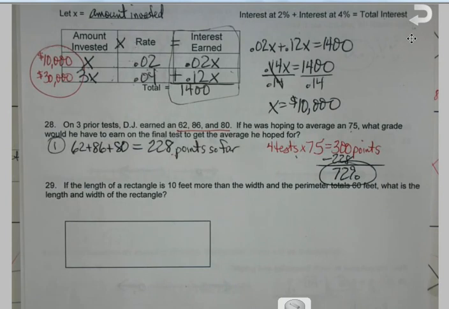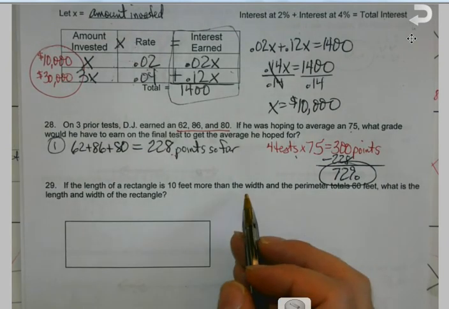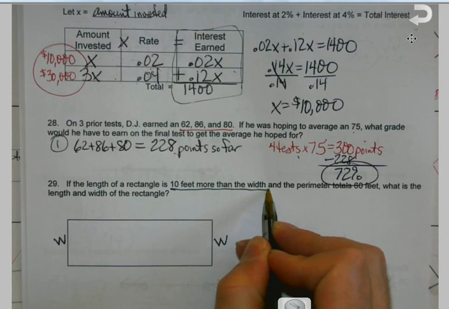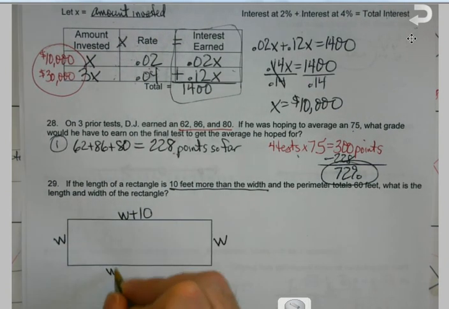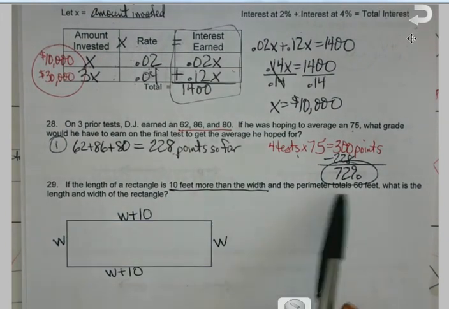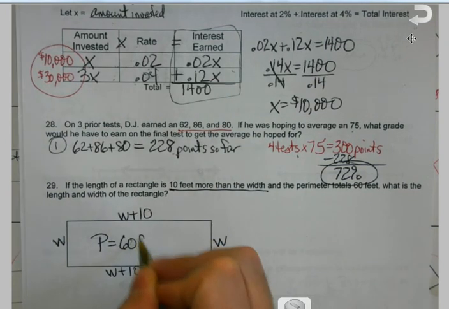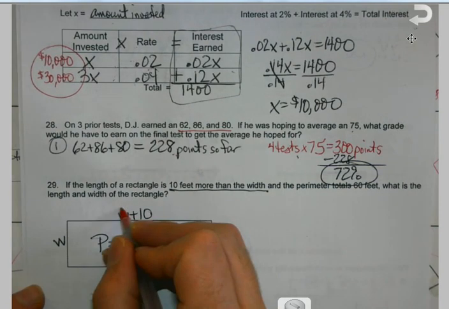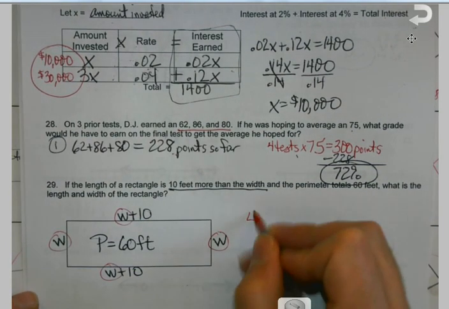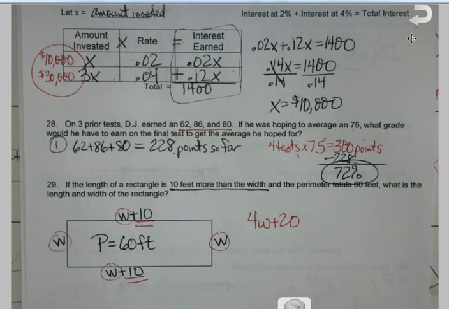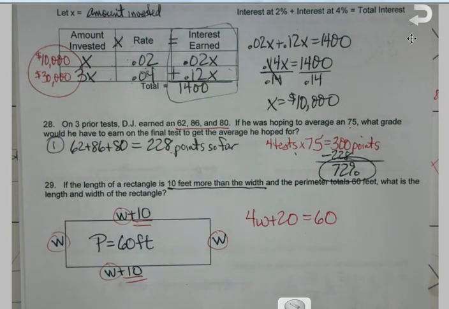And our last one, thank goodness. If the length of a rectangle is 10 more feet than the width, okay, my width is W. If the length is 10 feet more than the width, it means it's going to be W plus 10. And if you want to use X instead, you could. And the perimeter equals 60 feet. Okay. So when I'm finding perimeter, what do I do to the sides? Add them up. Okay, so if I'm going to add up the sides, I got 1, 2, 3, 4W. And 10 plus 10 is 20, so that's me adding up all my sides. And that's going to equal my perimeter, my 60.